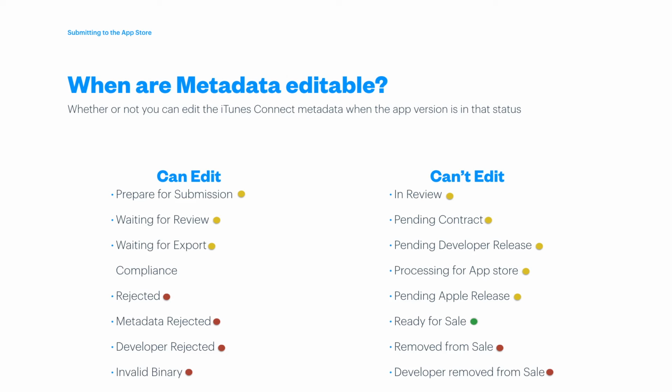Metadata is editable when your app is waiting for review or preparing for submission. And also if your app has been rejected by Apple, you can edit the metadata, but it is not editable when your app is in review or pending developer release. So after Apple approves your app, you cannot change the metadata. So make sure what you're putting in there before Apple reviews it and before you submit it for review is definitely what you want.